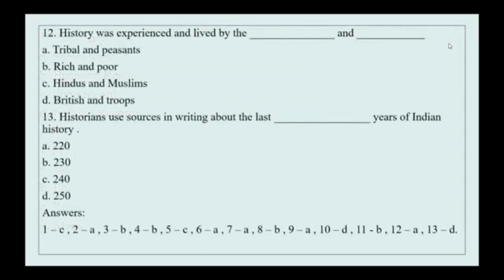The 12th question is, history was experienced and lived by the dash and dash. Option A, tribal and peasants. Option B, rich and poor. Option C, Hindus and Muslims. Option D, British and troops. So the right answer is tribal and peasants. So history was experienced and lived by the tribal and peasants. Next, 13th one. Historians use sources in writing about the last Dash years of Indian history.